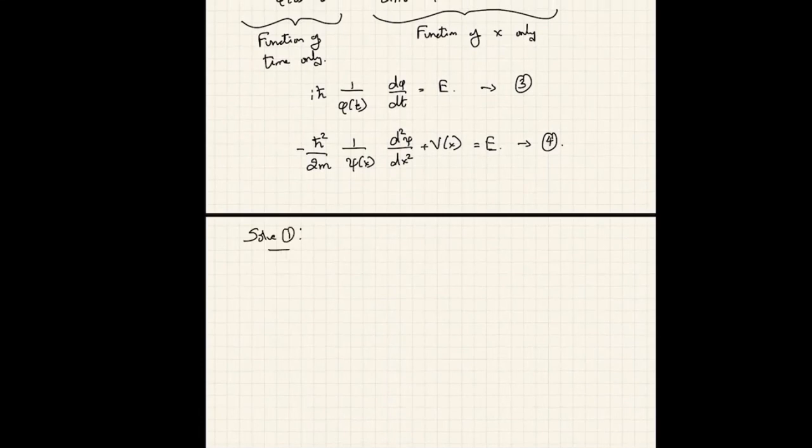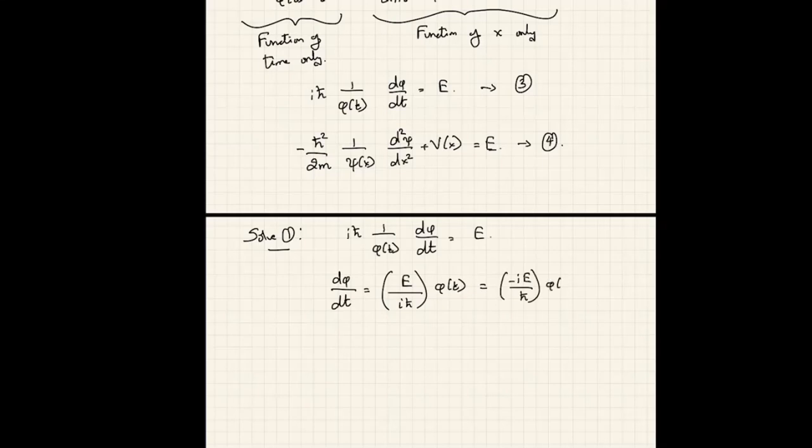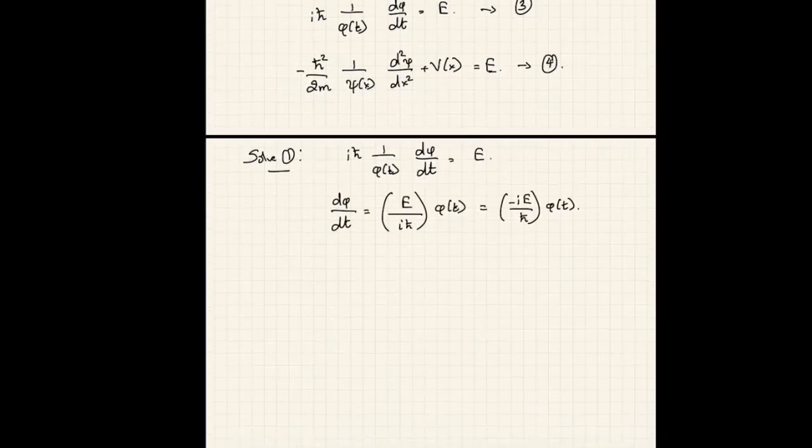Solve one. What is this? iħ (1/φ(t)) dφ/dt equals E. This is equation 3. I can rearrange this to make it look like dφ/dt equals E over iħ times φ(t). And if I multiply the numerator and denominator by i, I get minus iE over ħ times φ(t). Okay? This is a very simple differential equation to solve. So the solution is very simple.